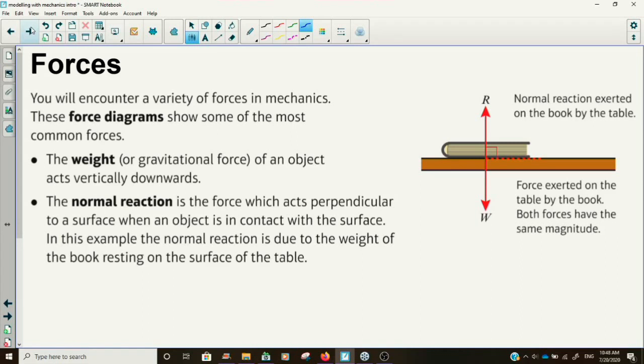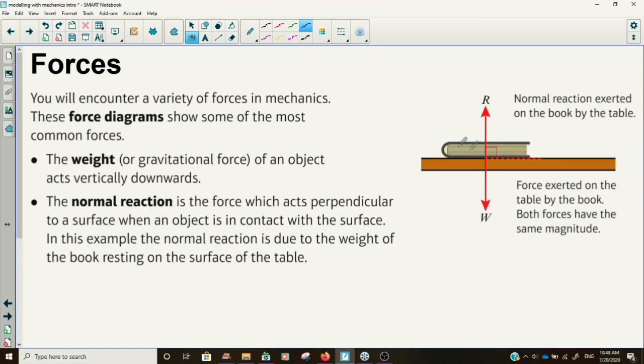Okay, we're going to talk a little bit about forces now. The main forces that you'll be dealing with are things like weight, normal reaction force, tensions in strings, and if you have something that's pushing an object, maybe there's a thrust involved. So we're just going to go over this terminology and what it actually means in practice.